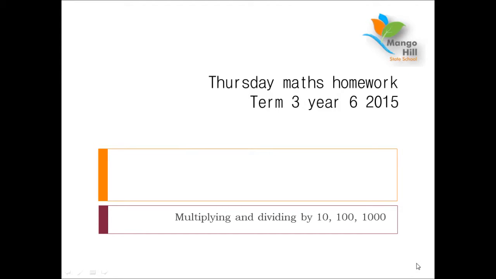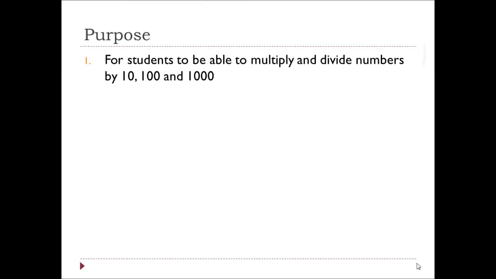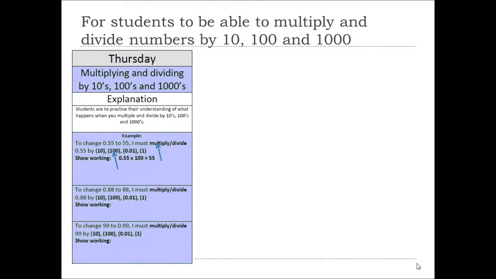This is our Thursday maths homework, Term 3, Year 6, 2015. We're looking at multiplying and dividing by 10, 100 and 1,000. So the purpose is we want students to be able to easily multiply and divide numbers by 10, 100 and 1,000. So when we look at this, this is how we're going to set up for our Thursday homework.